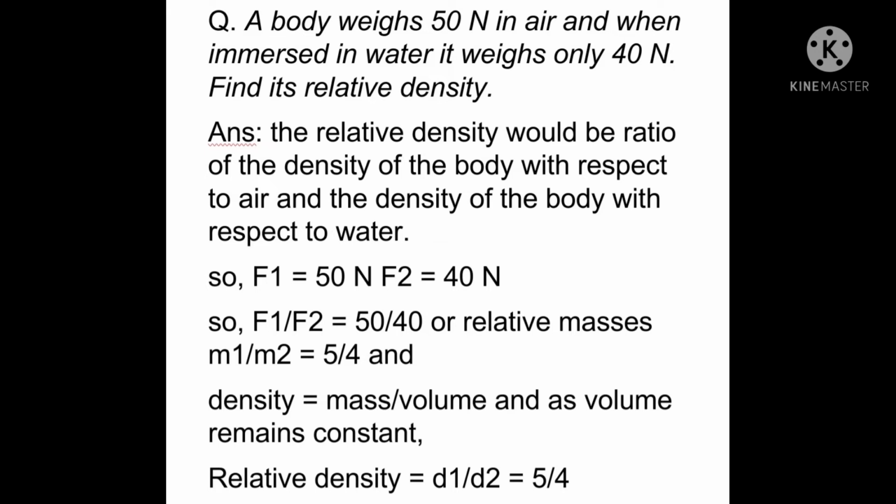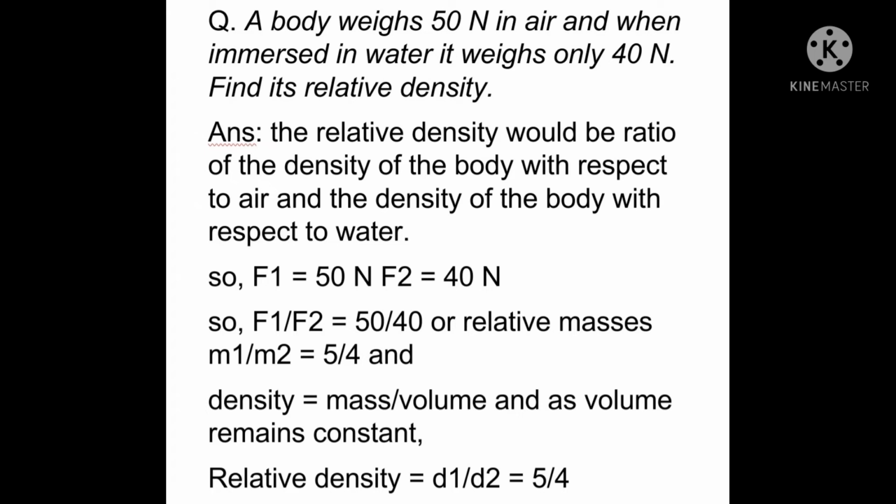Students, we know weight is the force exerted on object by gravity. So, F1 is equal to 50 Newton and F2 is equal to 40 Newton. So, ratio of both the forces F1 upon F2, that is 50 upon 40, or we can say that is the ratio of their relative masses, because we know force is equal to mass into acceleration due to gravity, and value of g will remain the same. So, that is the relative masses m1 upon m2, 5 upon 4.